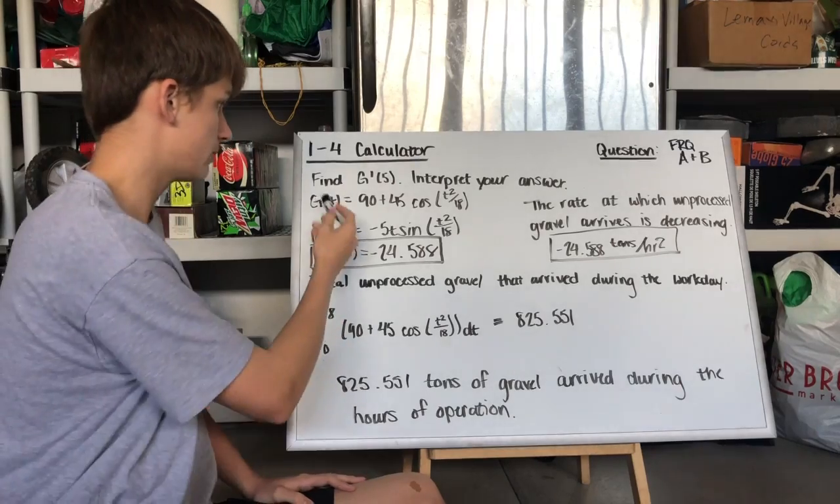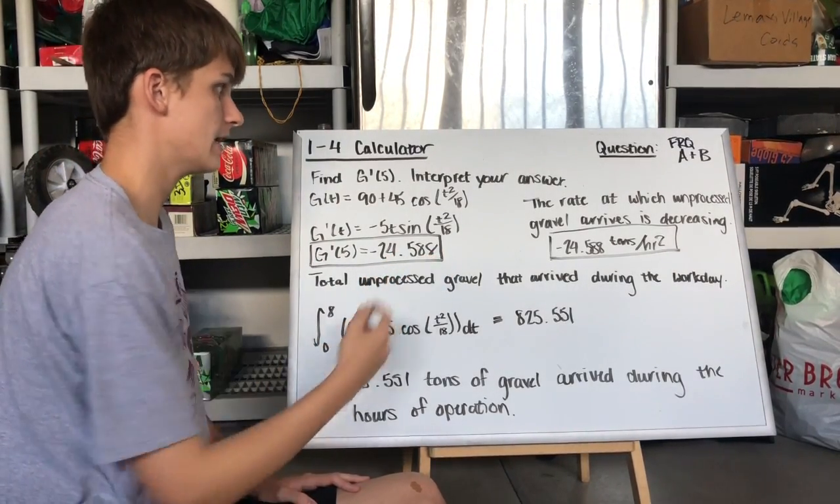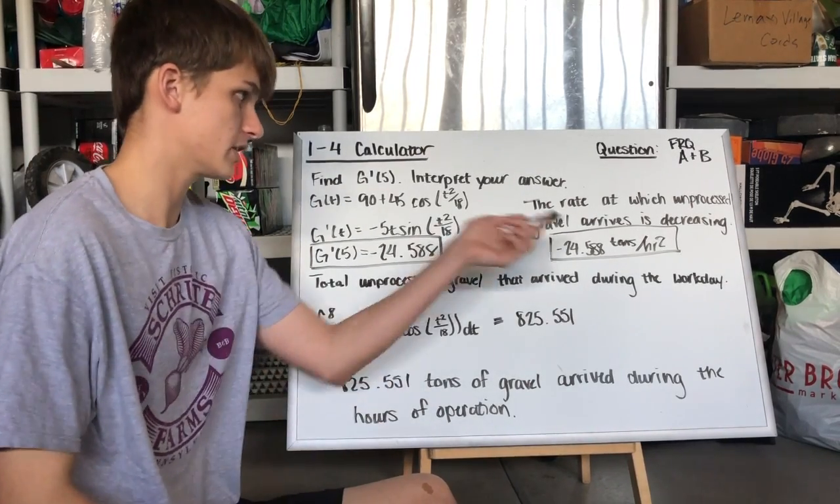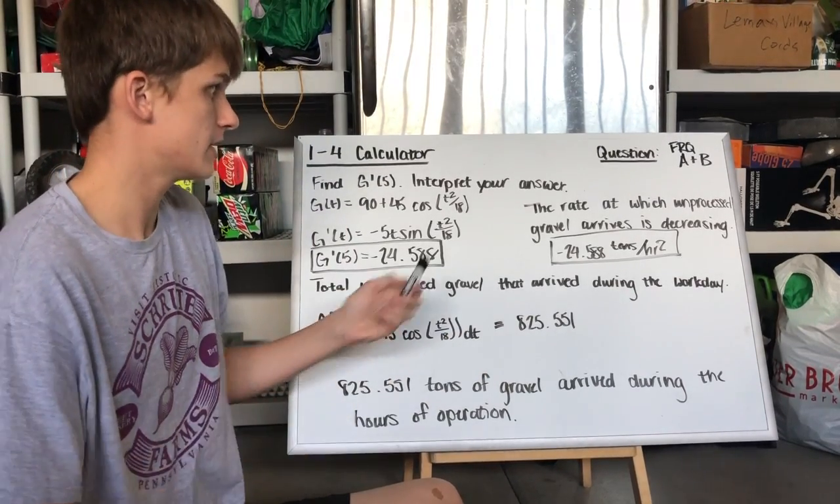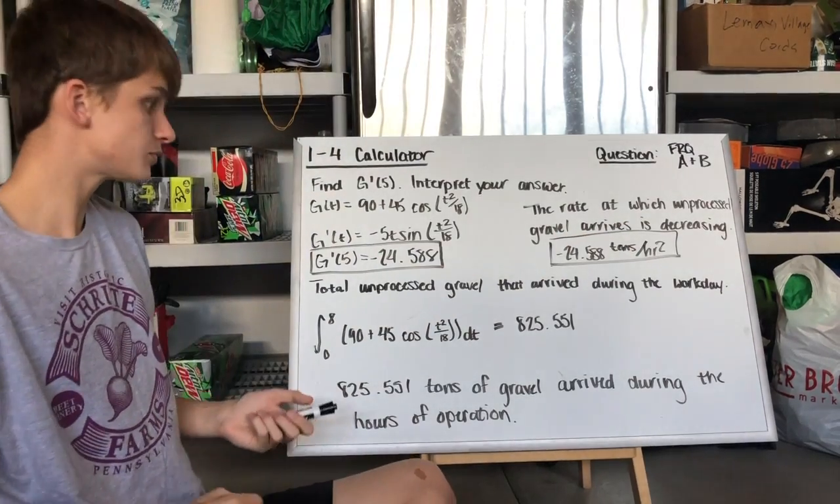Then when we plug in 5 using our calculator, we get negative 24.588. The units for this number are tons per hour squared, and what this allows us to see is that the rate at which unprocessed gravel arrives is decreasing.